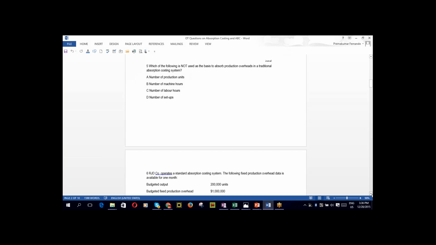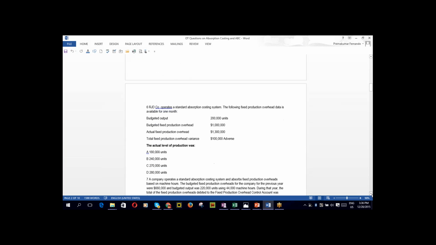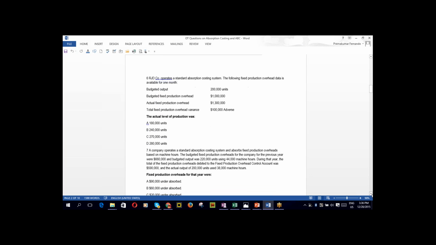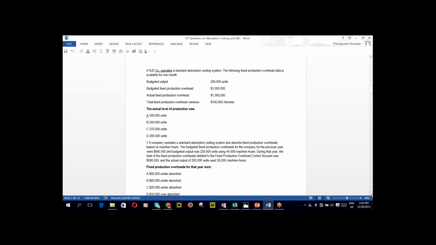Let's look at number 6 also. So here we have a standard absorption costing system. The following fixed product data is available for 1 month. Budgeted output, budgeted fixed production overhead, actual fixed production overhead 1,300,000, total fixed production overhead variance 100,000. We have learned this earlier, maybe in the earlier pillars, but it's called fixed production overhead variance.